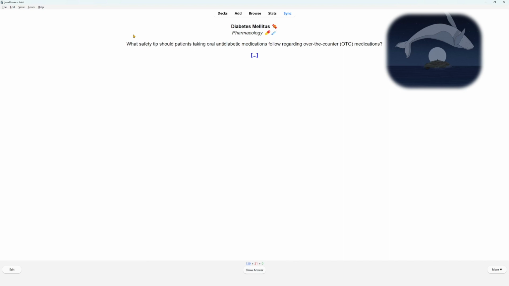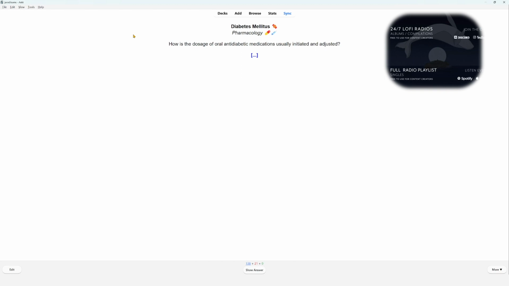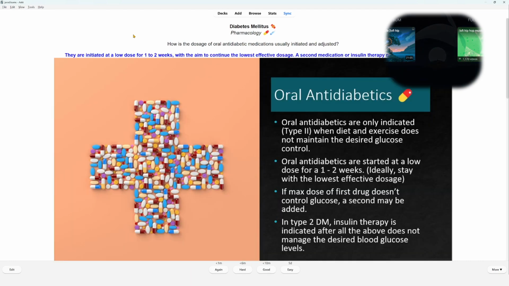What safety tips should patients taking oral anti-diabetic medications follow regarding OTC medications? Always consult a physician whenever you're taking OTC medications with any prescribed medication. That's pretty much across the board. How is the dosage of oral anti-diabetic medications usually initiated and adjusted? Usually start off low, and you want to go to the lowest effective dose. Initiate a low dose for 1 to 2 weeks.